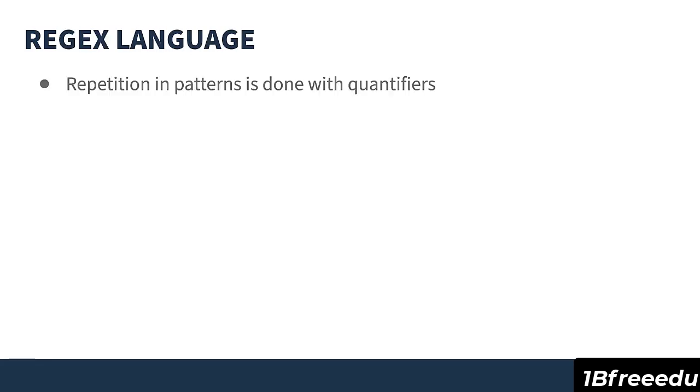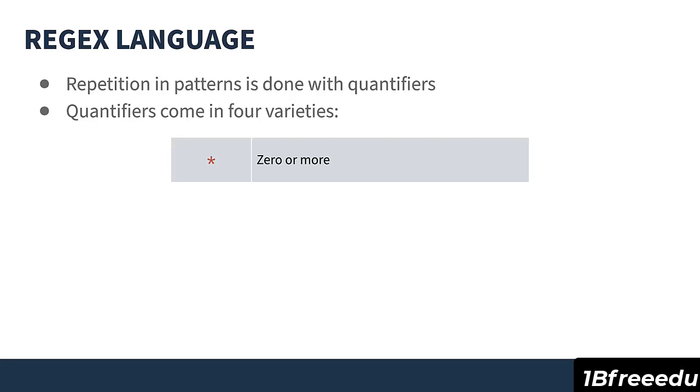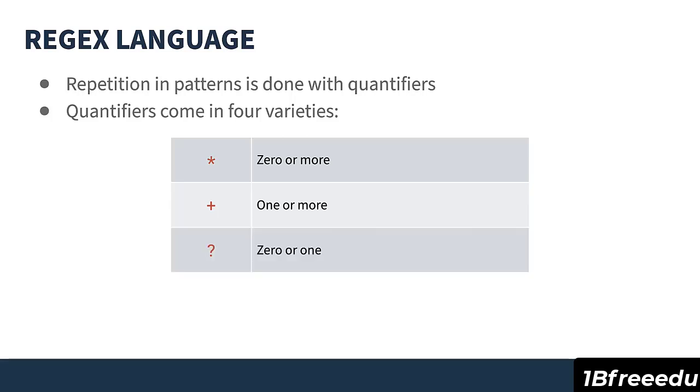You can look for repetitions of patterns inside of your matches using a quantifier. There are 4 kinds of quantifiers. Star means 0 or more matches. Plus means 1 or more matches. Question mark means 0 or 1 matches. And curly braces indicate some number of matches between M and N, including M and N.